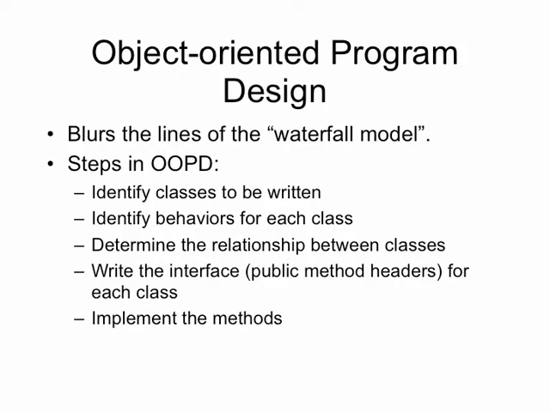Object-oriented programming design blurs the lines of the waterfall model. The steps in object-oriented programming design: we identify which classes are going to be written, we identify the behaviors for each class, we determine the relationships between classes, we write the interface, the public method headers for each class, and we implement the methods. So this kind of blurs that whole program specification/implementation because the implementation is a bit of an iterative process as we're fleshing out the implementation there.